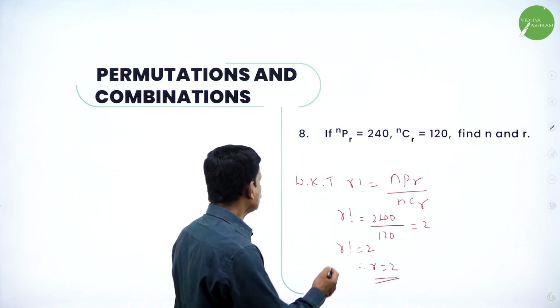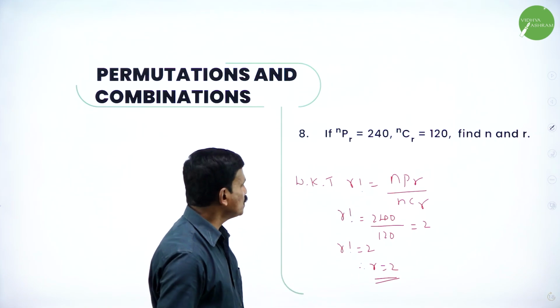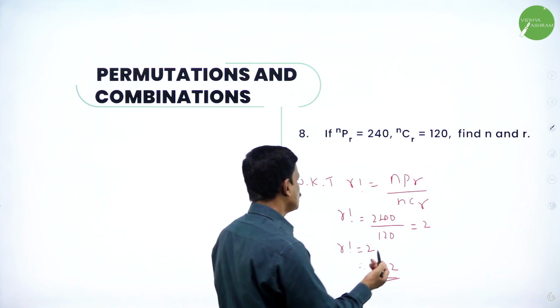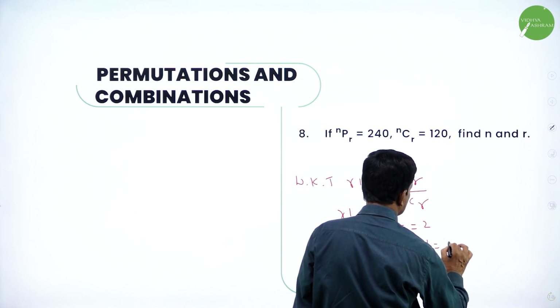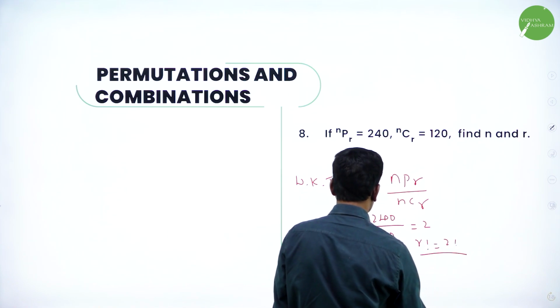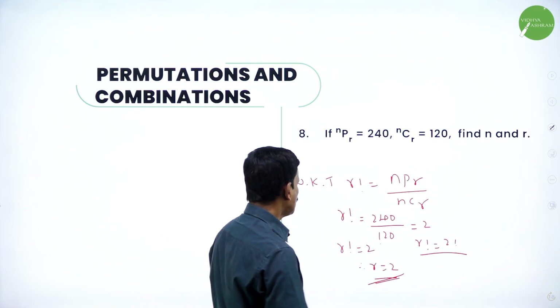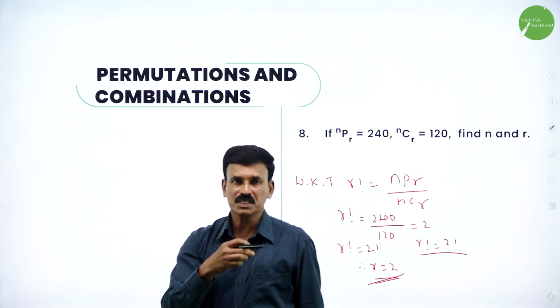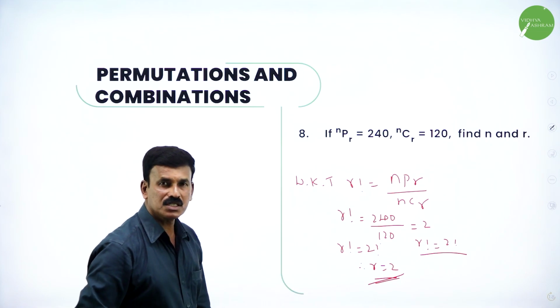Follow. See here. R factorial is equal to NPR divided by NCR. R factorial is 240 divided by 120, that is nothing but 2. That means R factorial is equal to 2 factorial. So, therefore, R is equal to 2. Now listen, so therefore R is equal to 2.